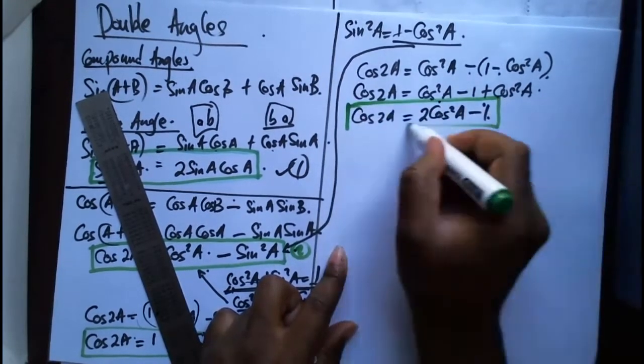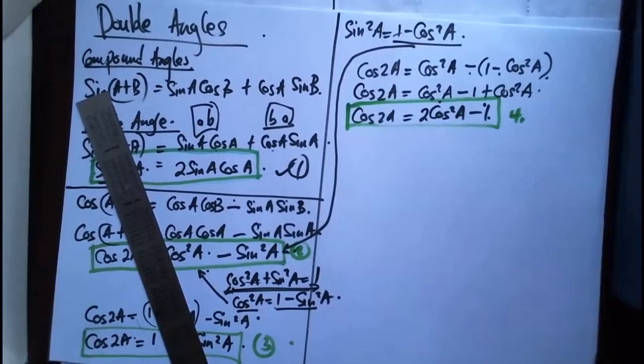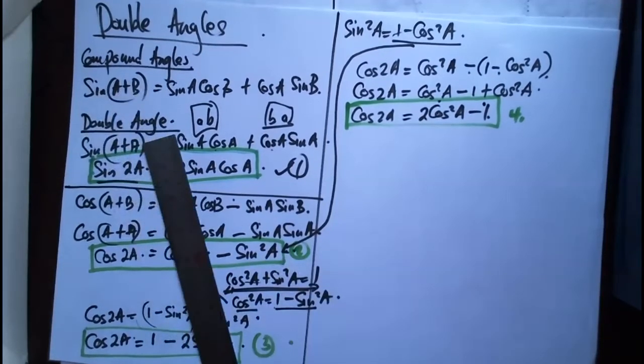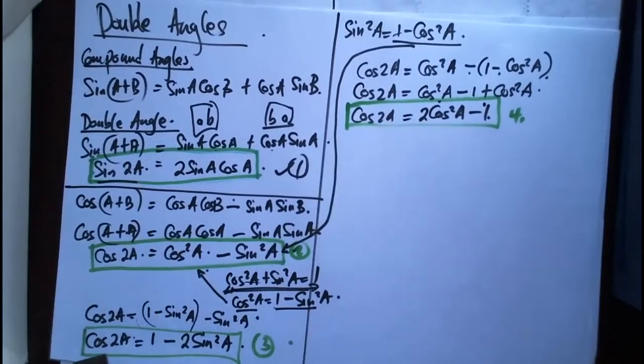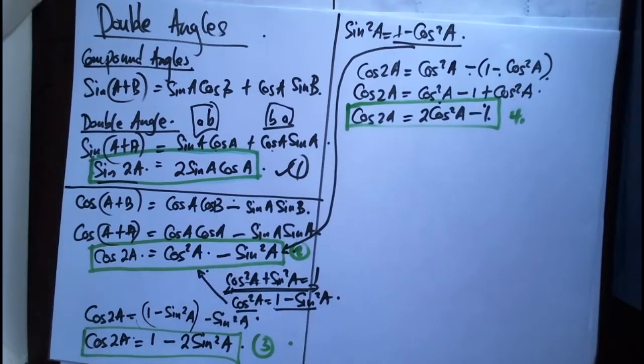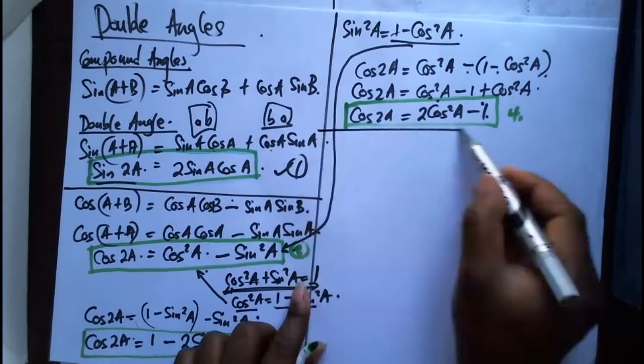Identity number 3, number 4. So you can see that under cos 2A we have 3 different identities. You will decide which one you want to use depending on the scenario, on the questions that you are given. You shall see later on when you are solving the questions which one we should implement. I will always be bringing back this page. All right. Let's go now to tan.